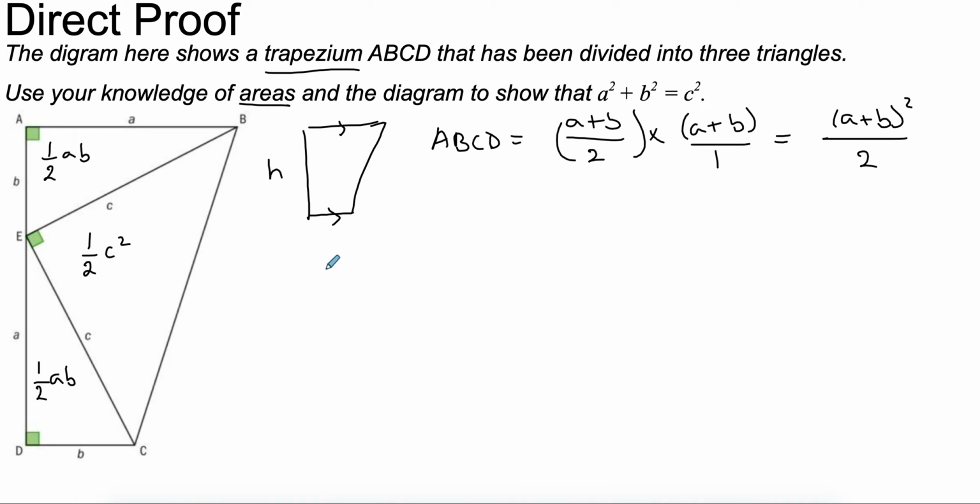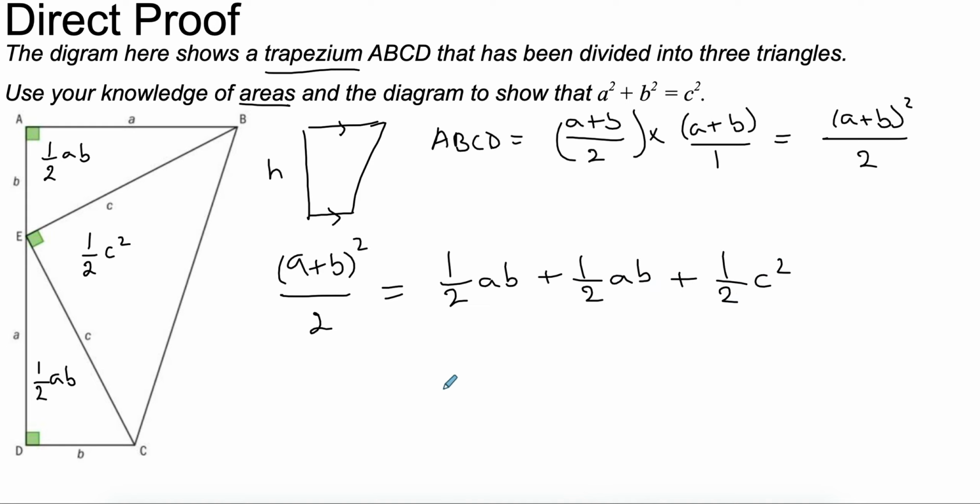So actually, the area of the trapezium, which is all of this, is the same as adding up all the areas of the triangles. And to simplify it, I'm going to get AB. So half AB plus half AB is just AB. And this is half C squared.